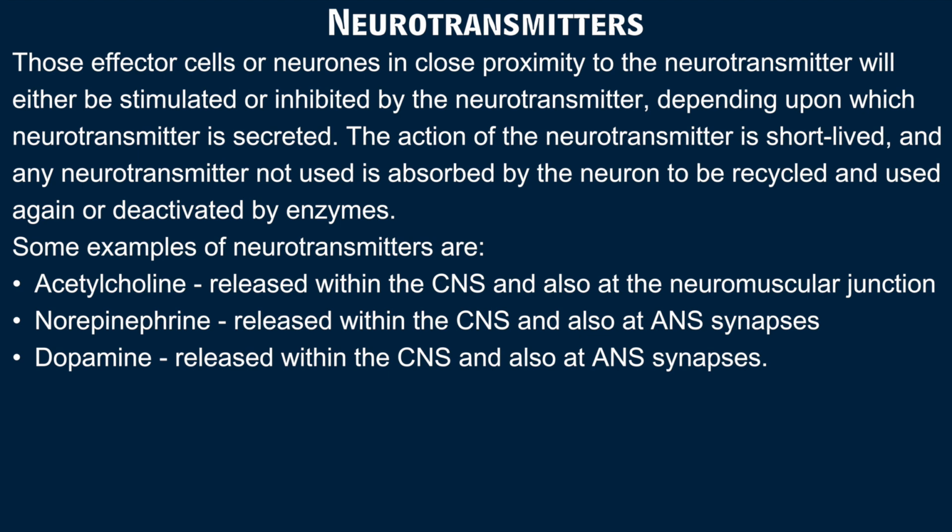Some examples of neurotransmitters are acetylcholine, released within the CNS and also at the neuromuscular junction. Norepinephrine, released within the central nervous system and also at autonomic nervous system synapses. Dopamine, released within the central nervous system and also at autonomic nervous system synapses.